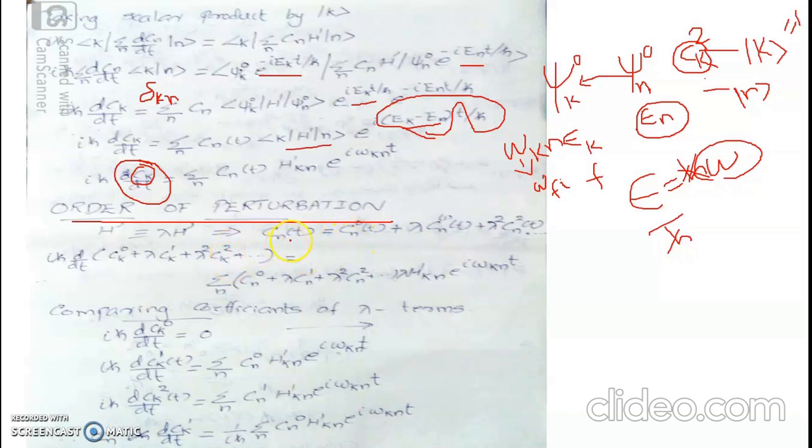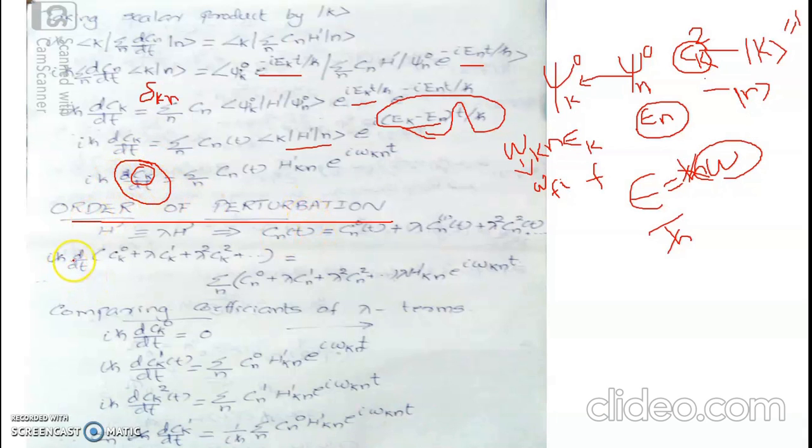So Cn of t in the presence of the perturbation can be expanded in terms of different powers of the perturbation parameter: Cn0 of t plus lambda Cn1 of t plus lambda squared Cn2 of t plus etc. Now we substitute this value of Cn in this differential equation for Cn. Actually it is for Ck, so when I come across k, I will be replacing n by k.